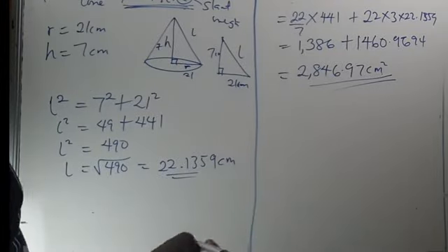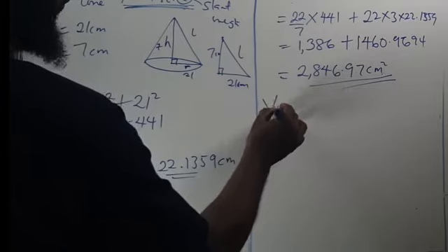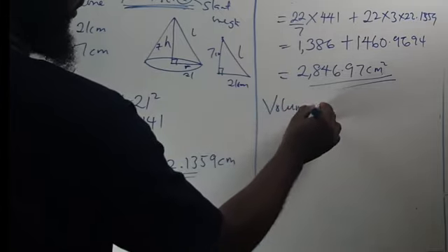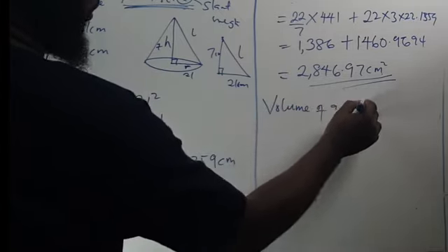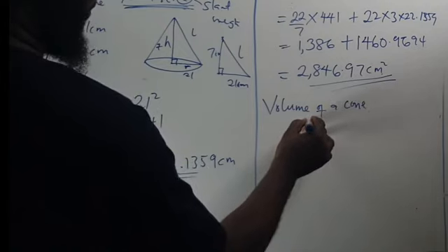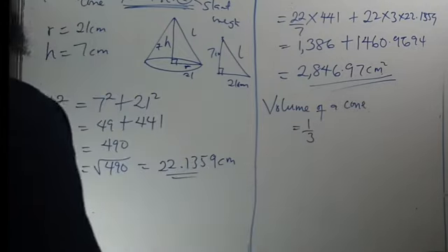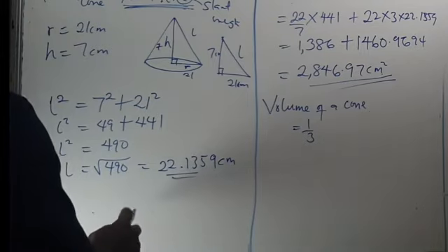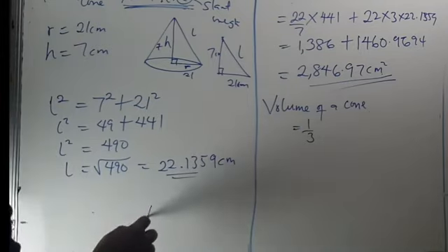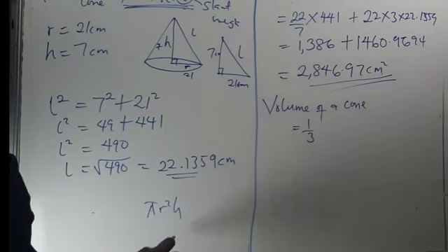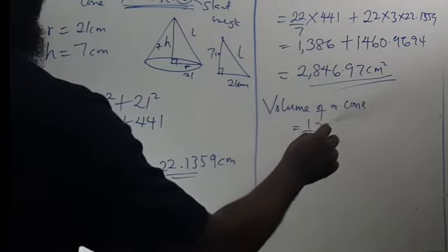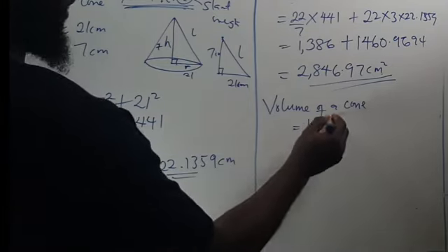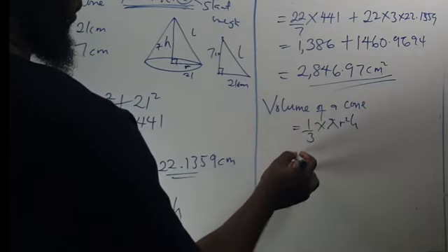So the volume of a cone is 1/3 of the volume of a cylinder. In the last question, we said the volume of a cylinder is what? Pi r squared h. So 1/3 of it, that is 1/3 times pi r squared h. So that's what we're going to have.